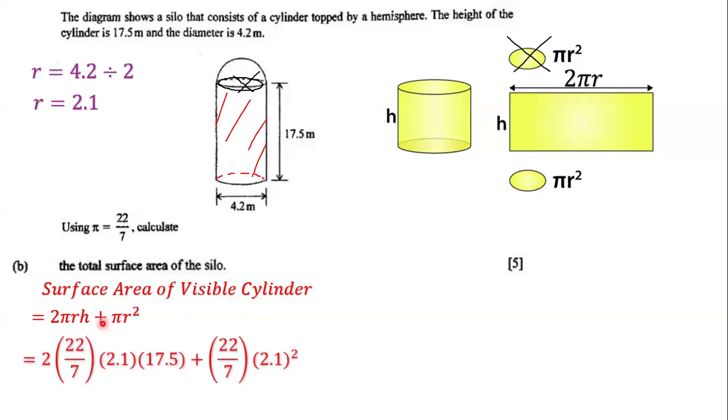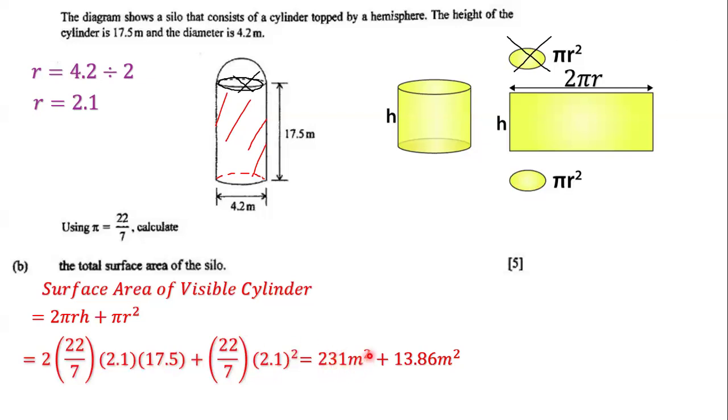Now, what is pi? Pi is 22/7. What is r? R is 2.1. As we can see, we just divide 4.2 by 2, and that gives us 2.1. So we have 2 times pi, which is 22/7, times r, which is 2.1, times h, which is 17.5. Then we say pi, which is 22/7, times r squared. Now, r squared is 2.1 raised to the power of 2. And when we multiply all of this together, this side, we get 231 meters squared.